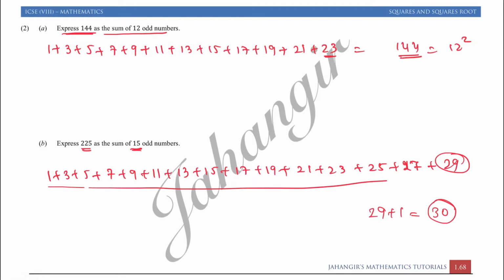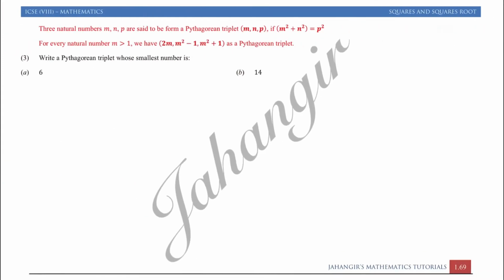So that was the first concept, where we can say the sum of odd natural numbers is equal to n square. The sum of n odd natural numbers is equal to n square. Now the next part is Pythagorean triplets. Here also we use the concept of squares.